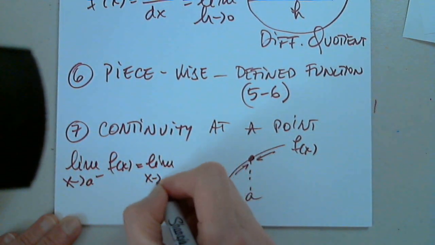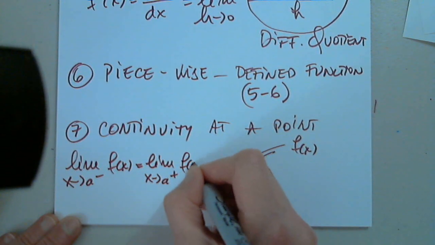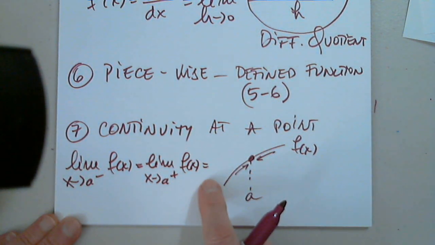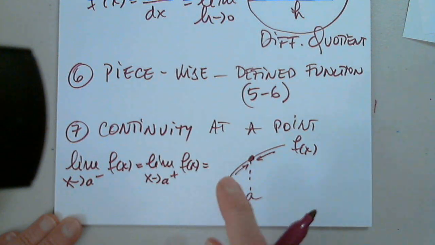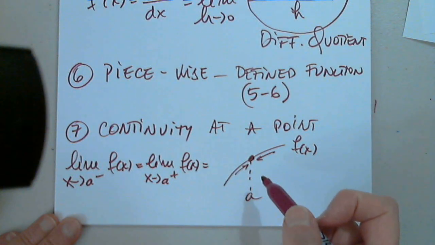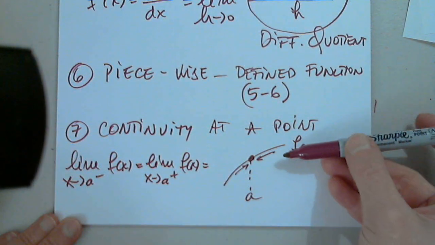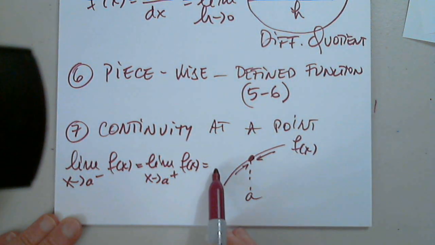The limit from the left equals the limit from the right, and must equal the limit as x approaches a, or f(x) as x approaches a. So the limit from the left equals the limit from the right, and it must equal something else. Otherwise, it's not continuous.